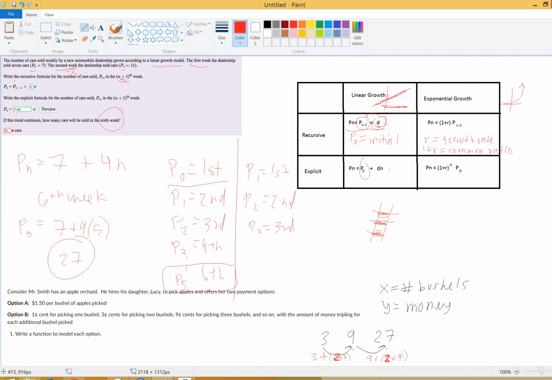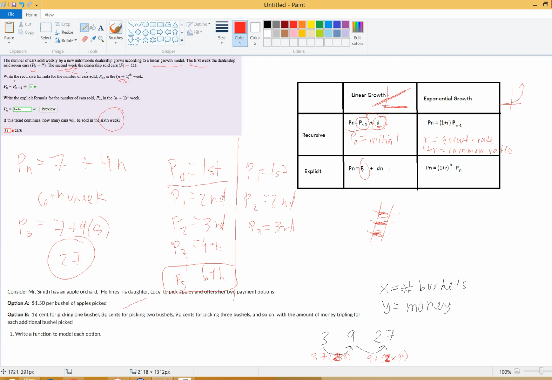So you can kind of see that that's linear growth because every bushel that she picks, she earns $1.50. Another bushel, $1.50. Another bushel, $1.50. So this would grow linearly. Or we could do this one which grows exponentially: 1 cent for 1 bushel, 3 cents for 2 bushels, and 9 cents for 3 bushels, and so on, tripling for each additional bushel picked. We've got to figure out what this means. I can tell it's exponential, tripling.